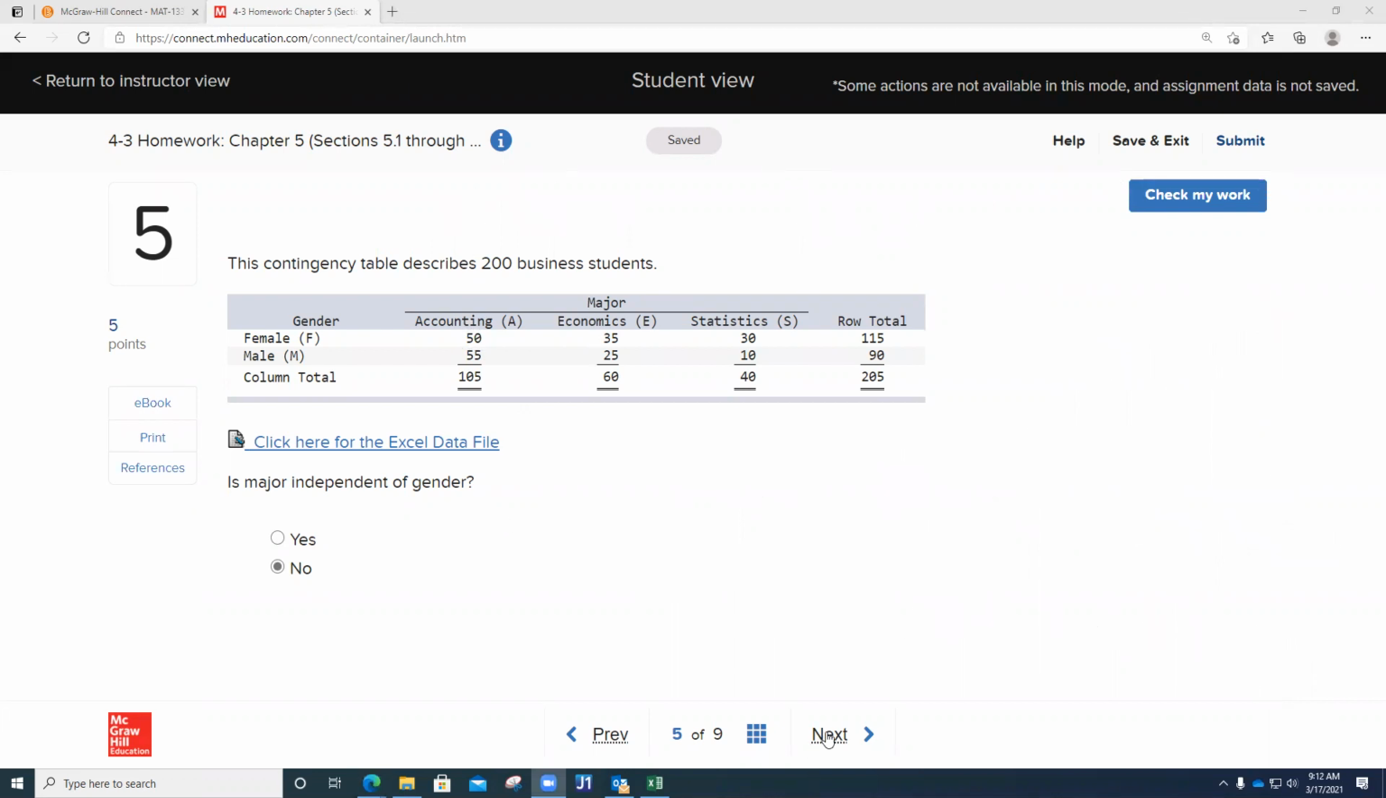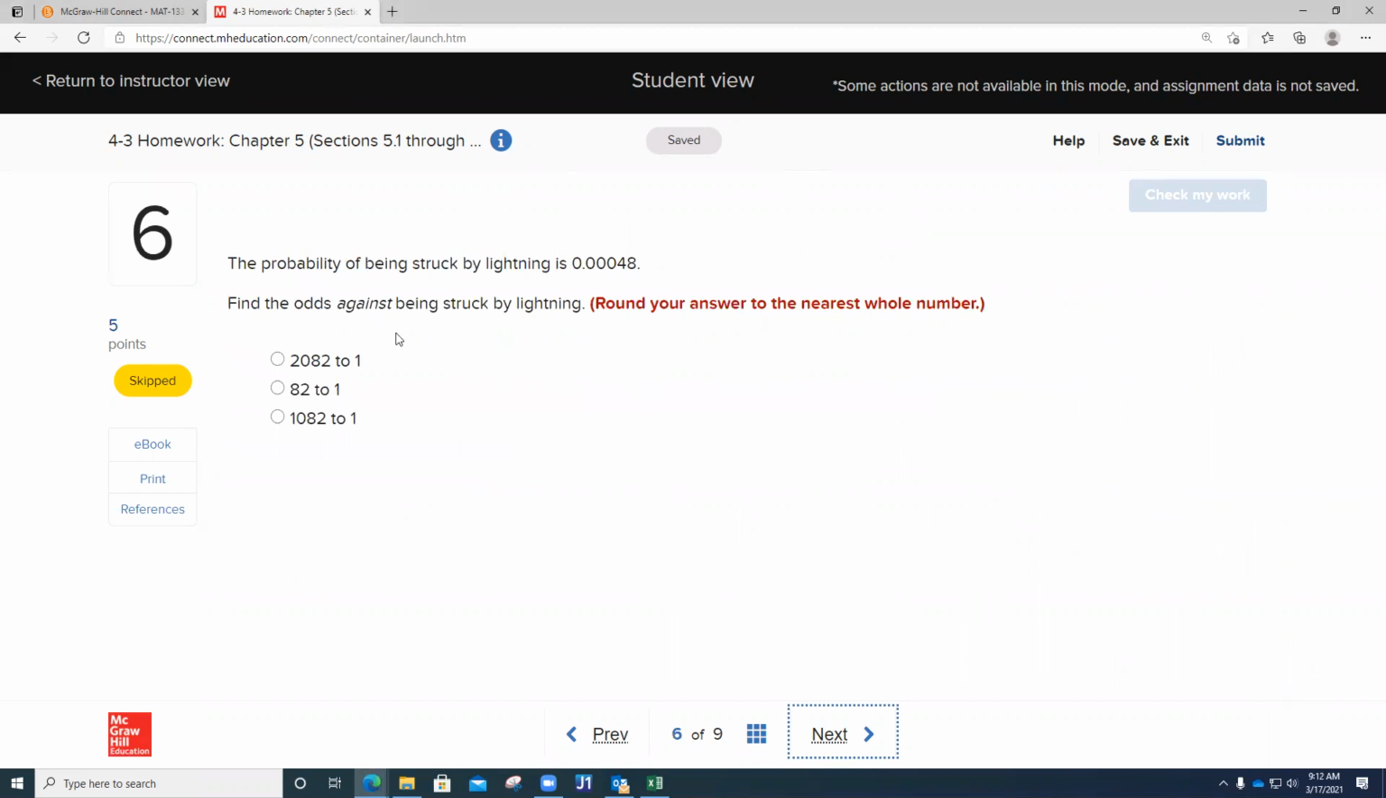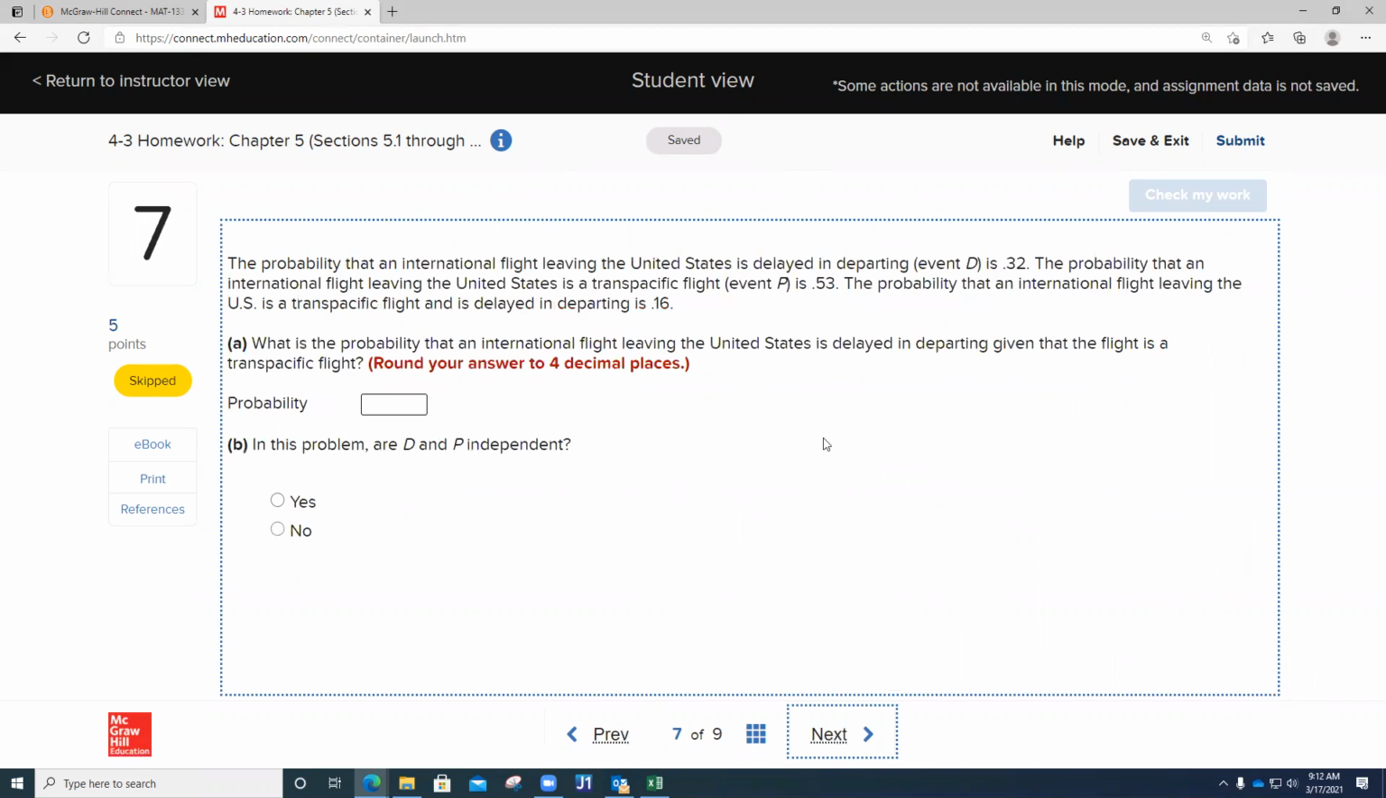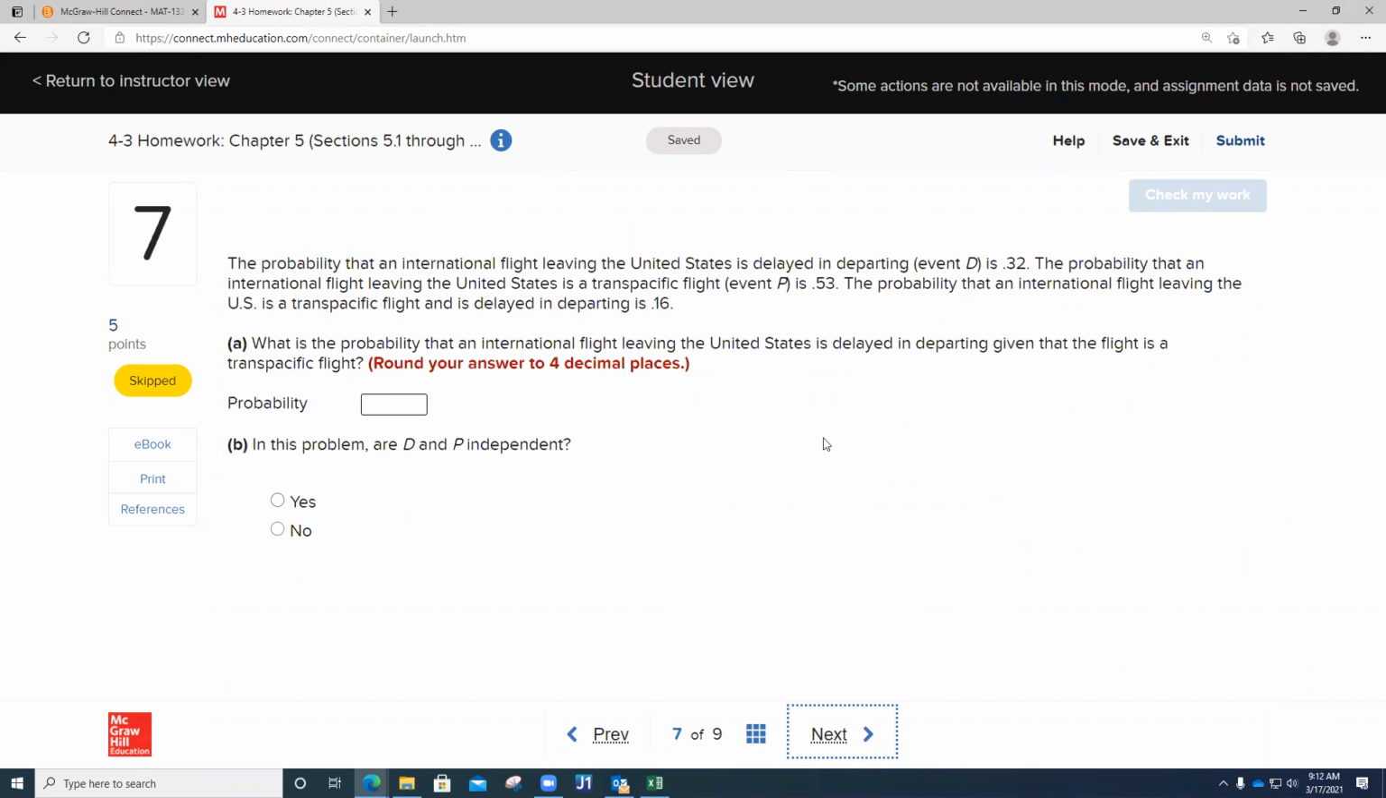All right, so next. Here's another odds against one. We've done those a few now. So the probability of an international flight leaving is 32%. Departing, the probability arriving.